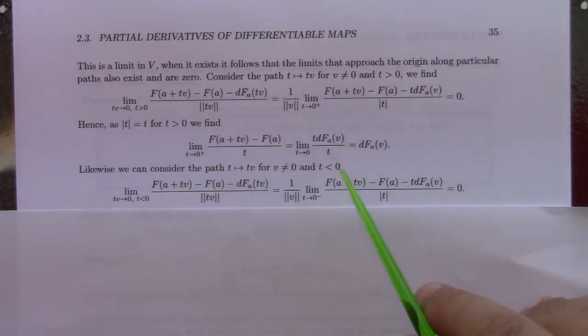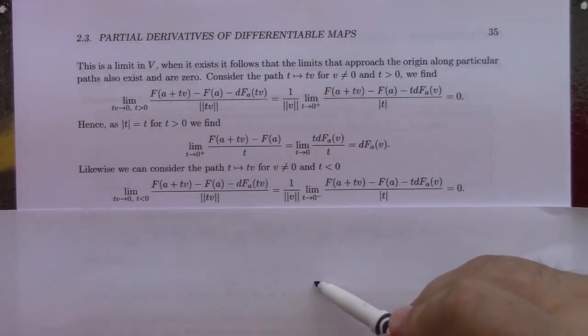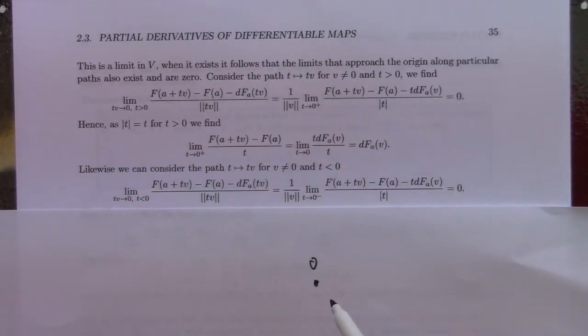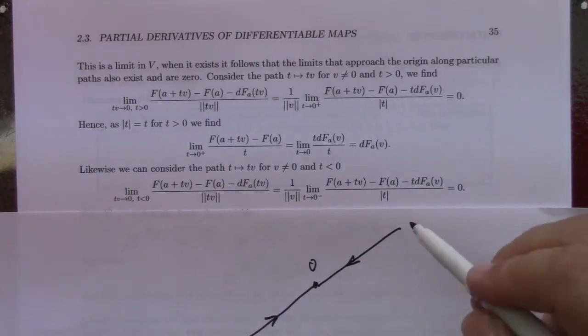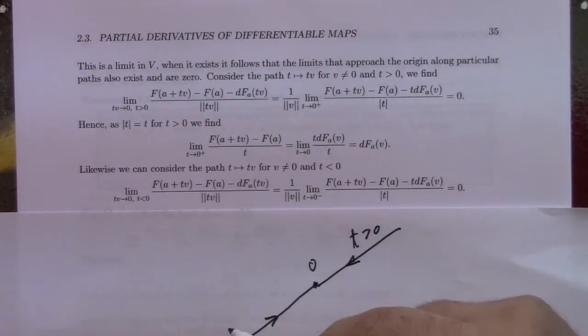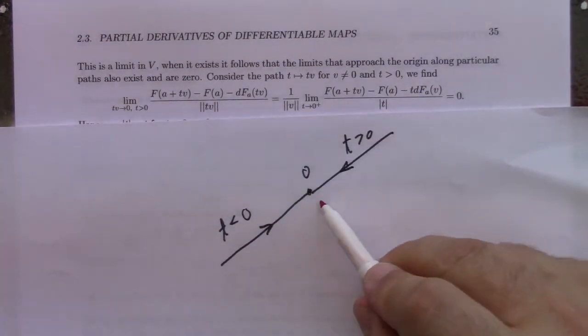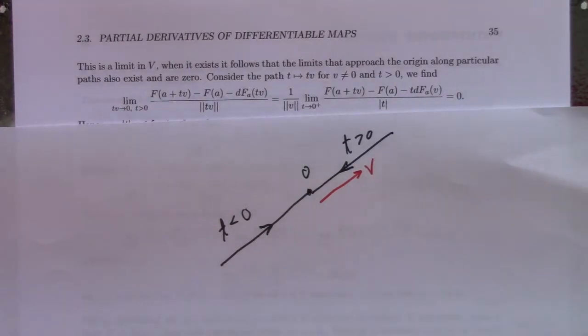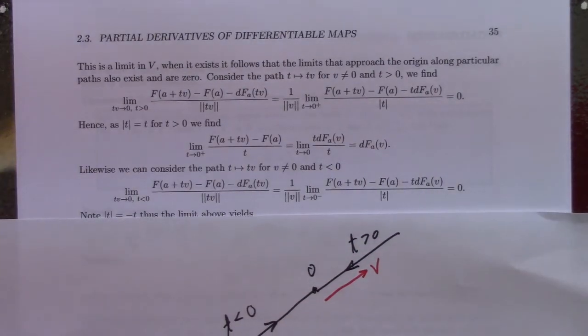And likewise, for the path t goes to tv for t less than 0. Geometrically, what's going on here is, here's 0, right? There's this path, and then there's that path. So maybe this is t greater than 0, maybe this is t less than 0. If I draw that, I'm thinking of the vector v being something like that. But of course you can do that for arbitrary v going through the origin, and that gives you information.